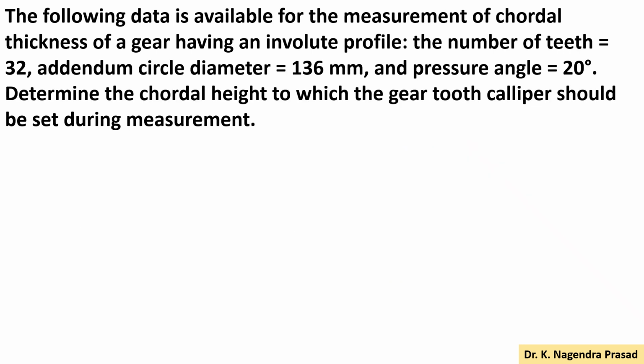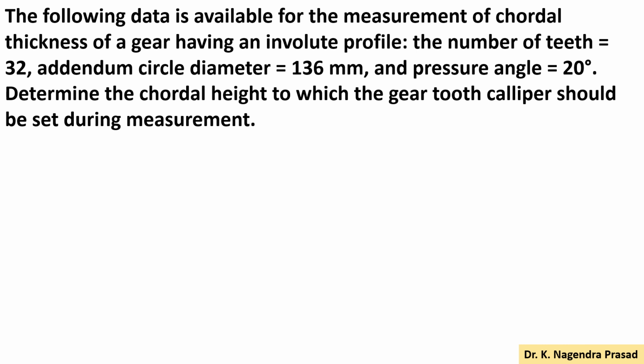Let's see the next question. The following data is available for the measurement of chordal thickness of a gear having an involute profile. The number of teeth is 32, addendum circle diameter is 136 mm, and pressure angle is 20 degrees. Then determine the chordal height to which the gear tooth caliper should be set during measurement.